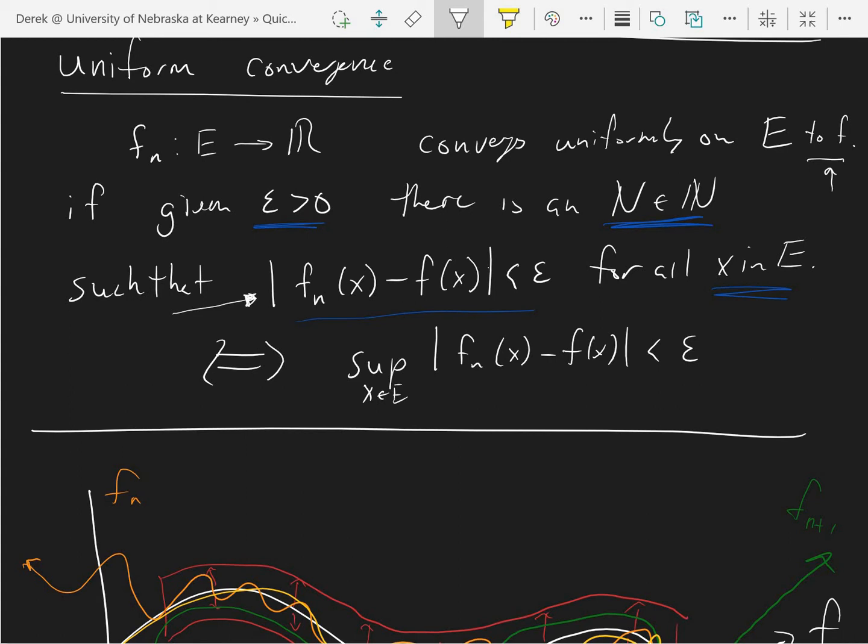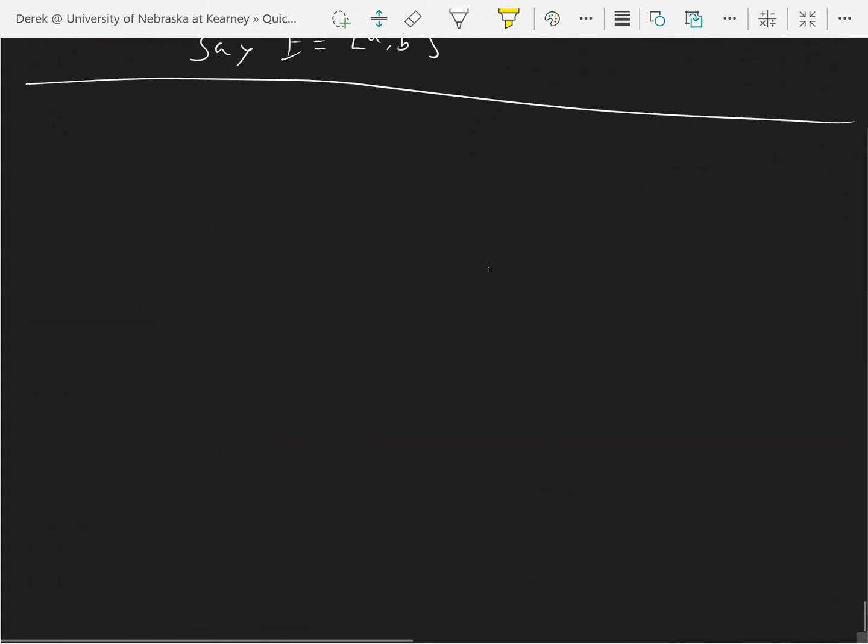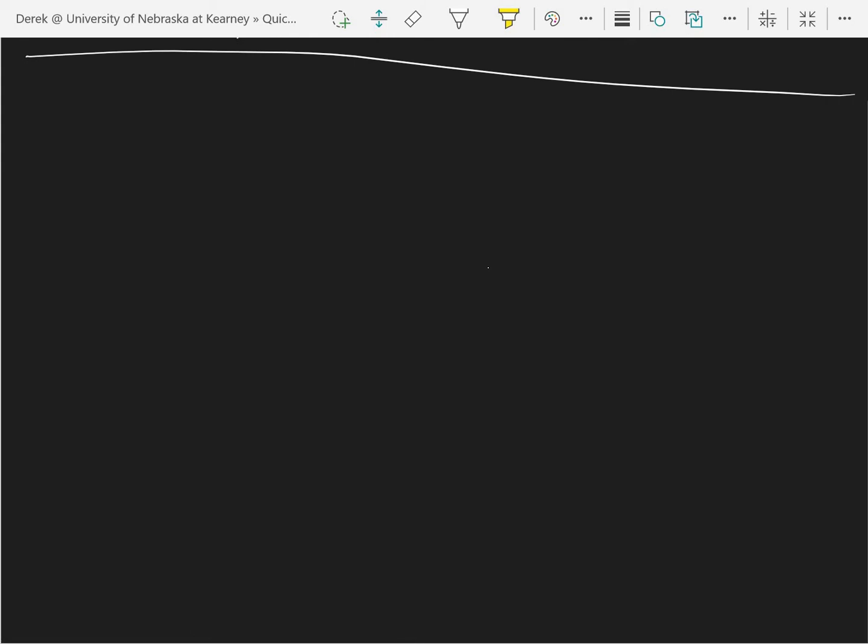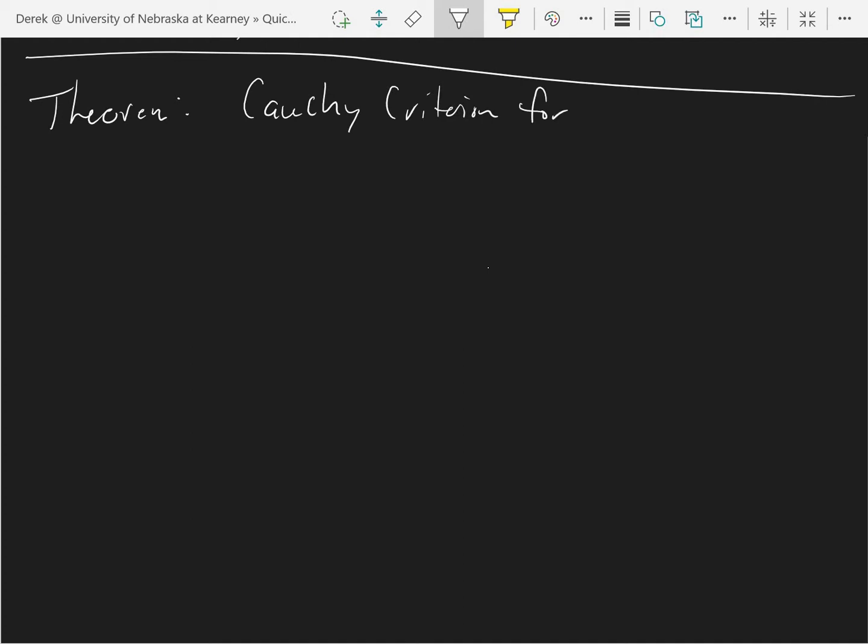Well, we're going to come up with a Cauchy criterion for functions and say, well, if this Cauchy criterion holds, the sequence of functions actually converges, and it's going to be very similar to the Cauchy criterion that we had for sequences and series. So let's write this down. Here I'm going to call this Cauchy criterion for sequences of functions.